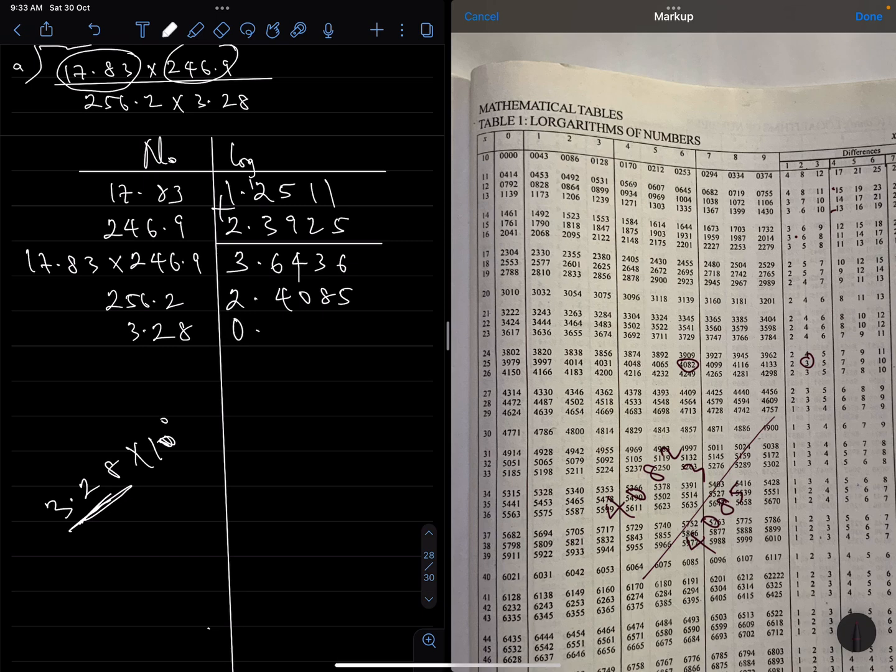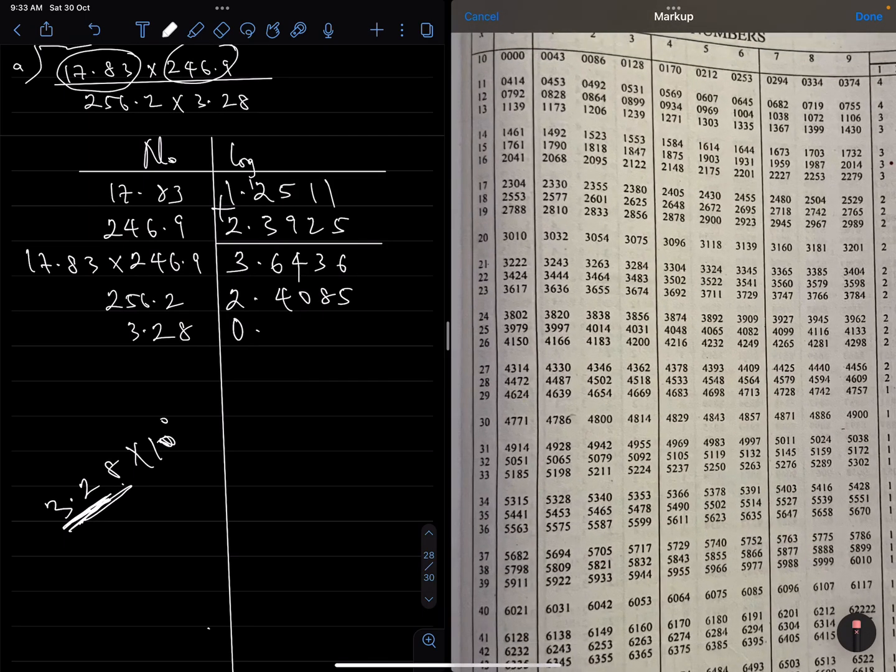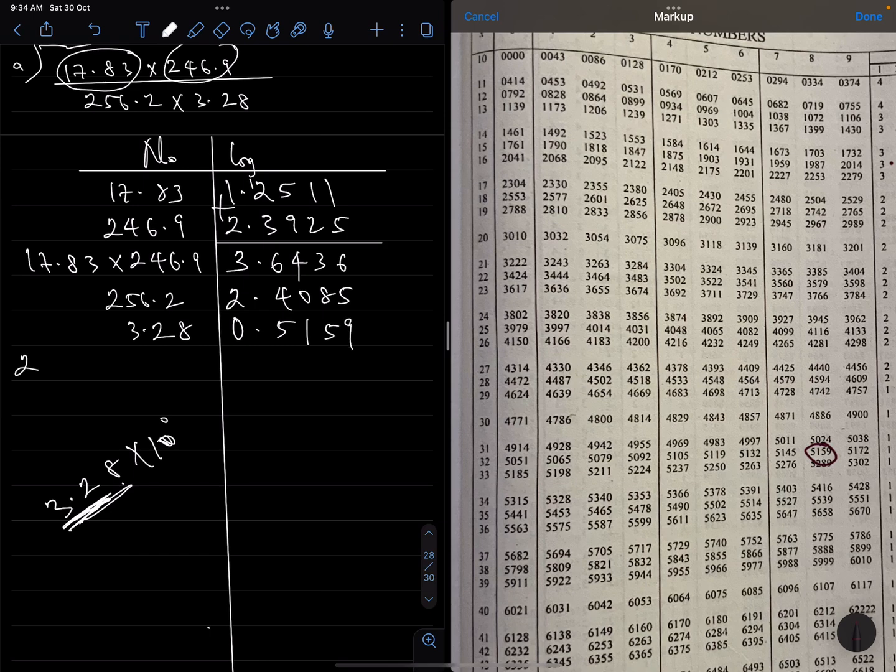So we now check 32 under what? 8. Now you come to 32 under 8. Have you seen it? Yes. What's the answer? 5159. So I'm just going to write 5159. So it's multiplication. Then I'll write 256.2 times 3.28. Exactly. Then I'll add the logarithms.